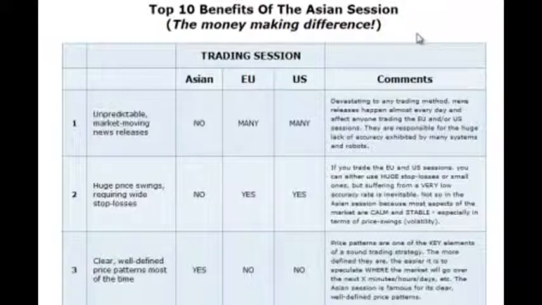For example, the Asian session behaves pretty much the same every night, according to what happened in the EU and the US sessions. It's very predictable, and you know what you're up against. That's really important. It allows you to create a much more reliable and accurate trading system.